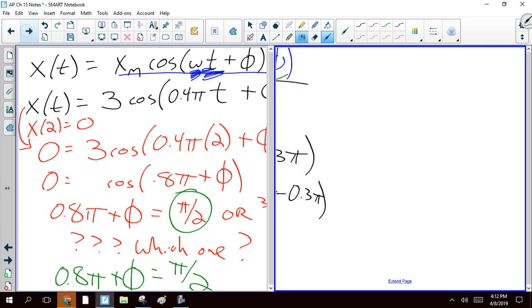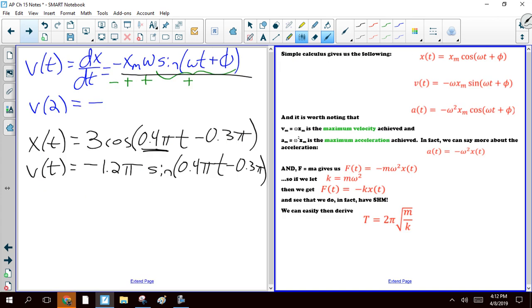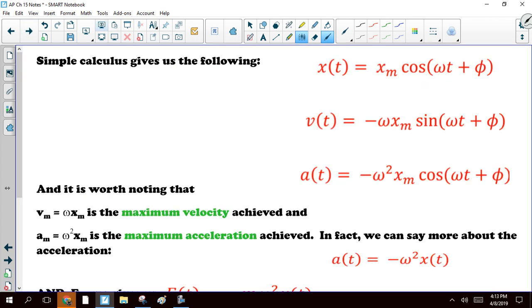So let's switch back to one screen here. Here's kind of a summary of what we just did. So, simple calculus. Here's our general expression for position at time t. Taking a derivative gives our velocity at time t. Taking another derivative gives us acceleration at time t.